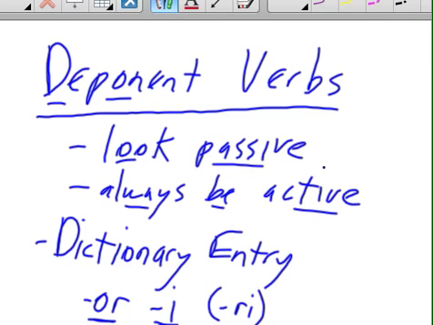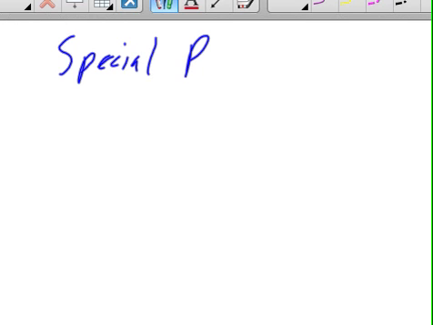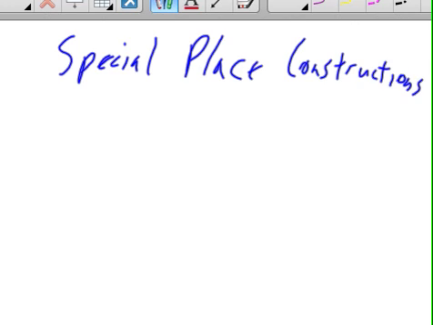All right, that's what you need to remember for tomorrow. Any questions? None. Okay, good. Let's move on. Okay, what's the other thing you need to know? You need to know these new special place constructions. Okay, we're going to start with some that don't really follow any specific rules, just kind of exceptions that are floating around out there.